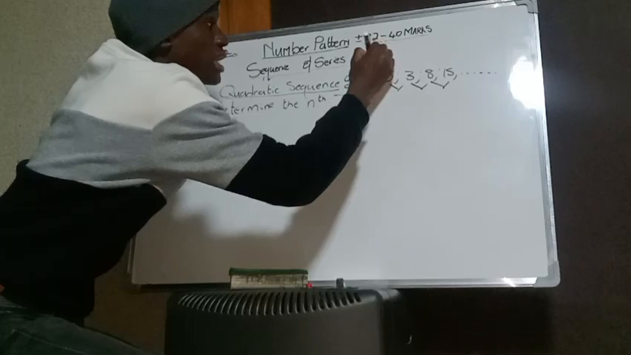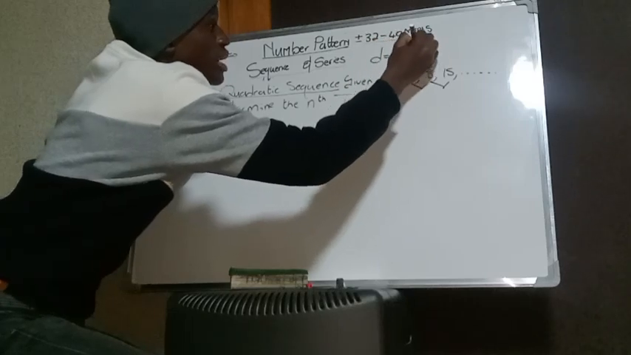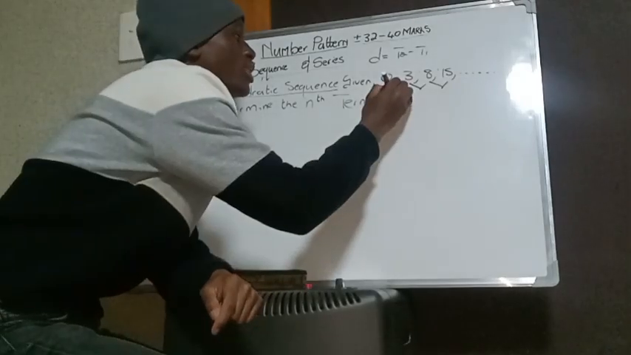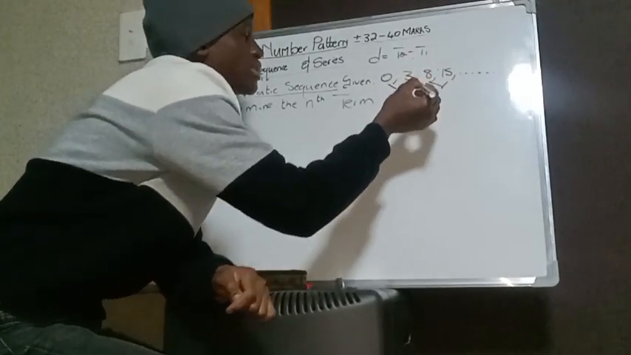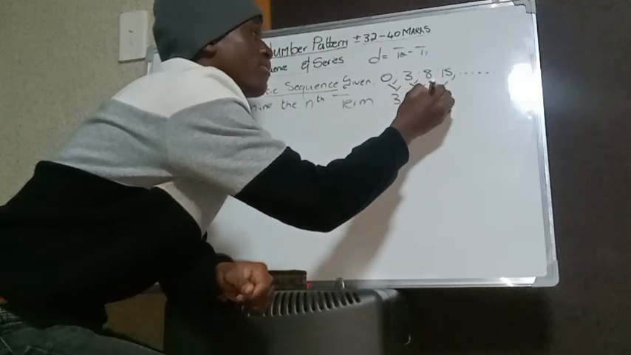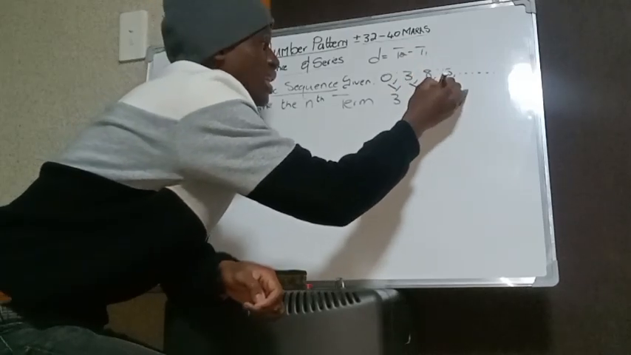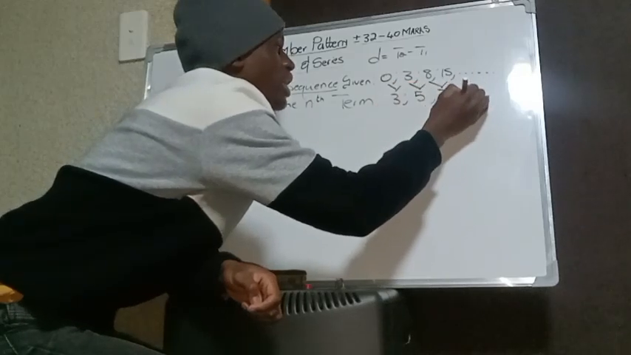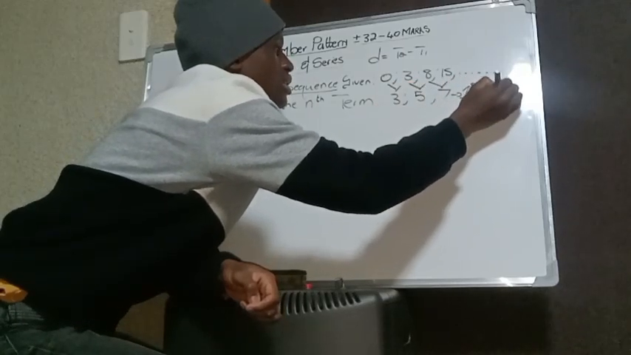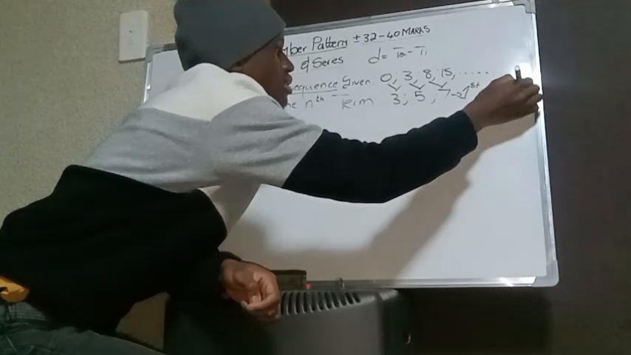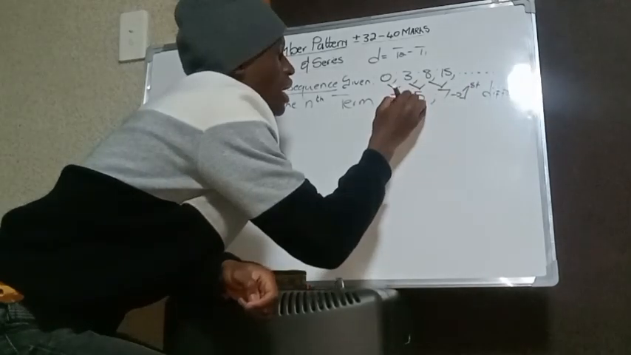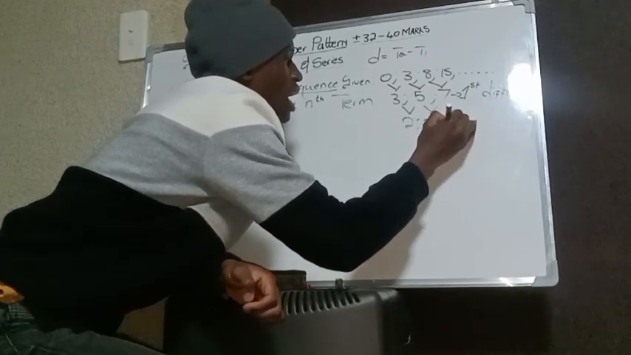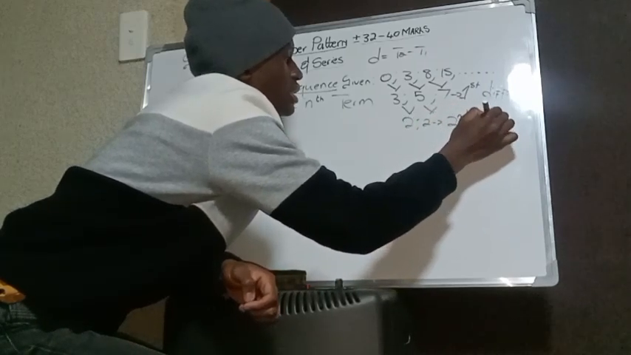We already know that d is equivalent to t2 minus t1 from episode 1. 3 minus 0 is 3. 8 minus 3 is 5. 15 minus 8 is 7. This is our first difference. And then our second difference, 2. This is our second difference.